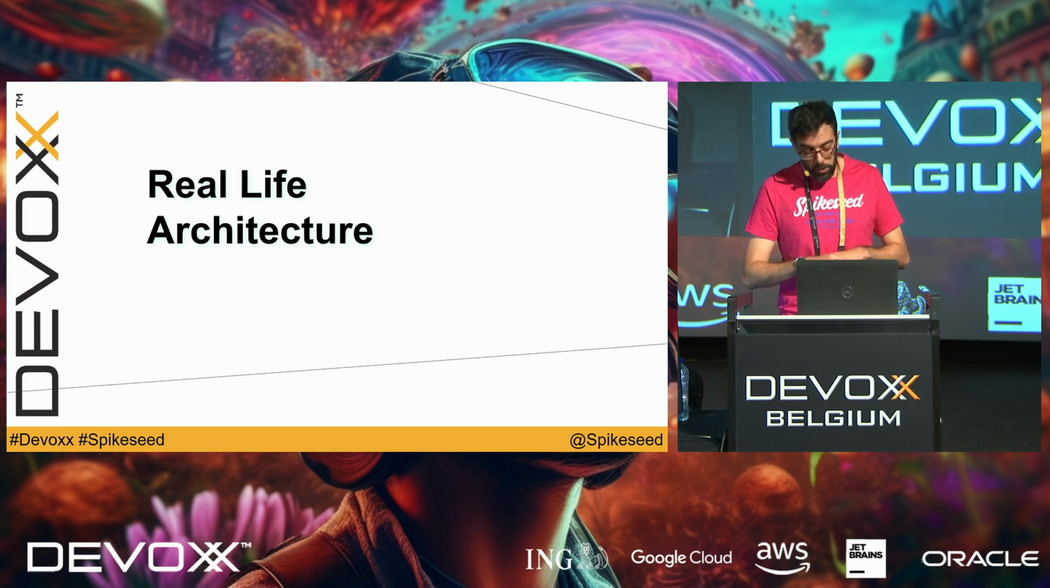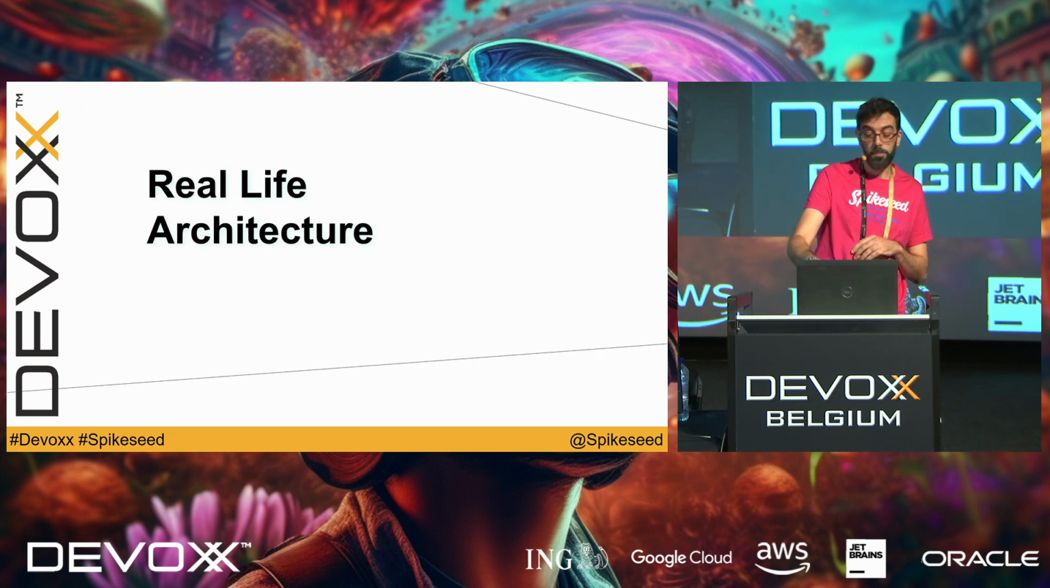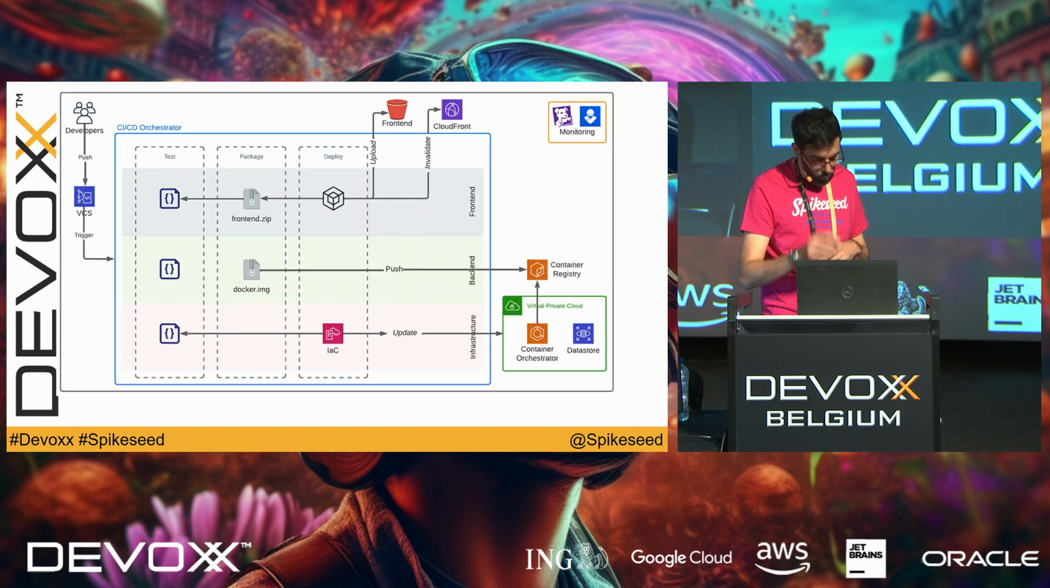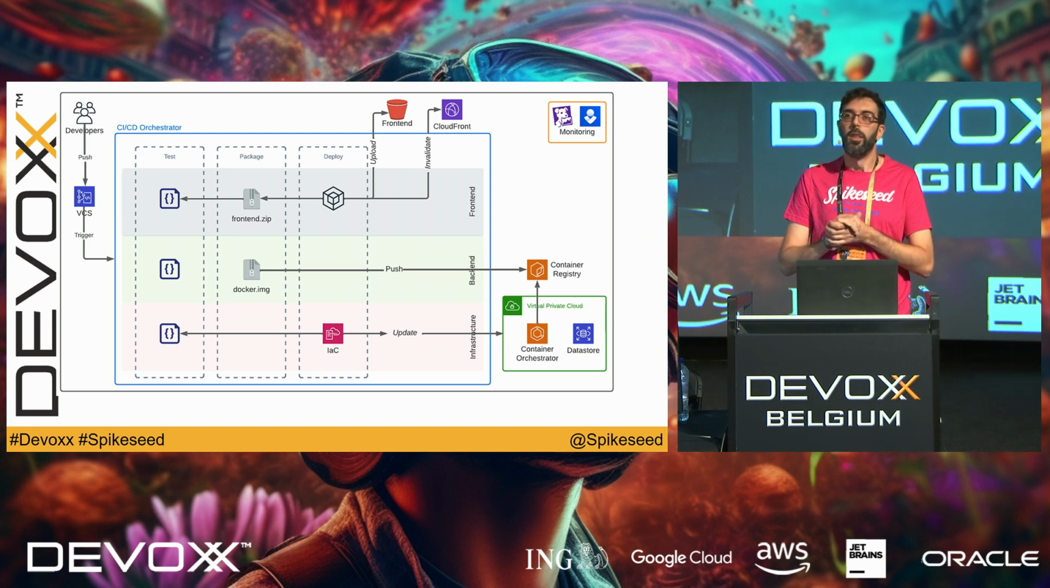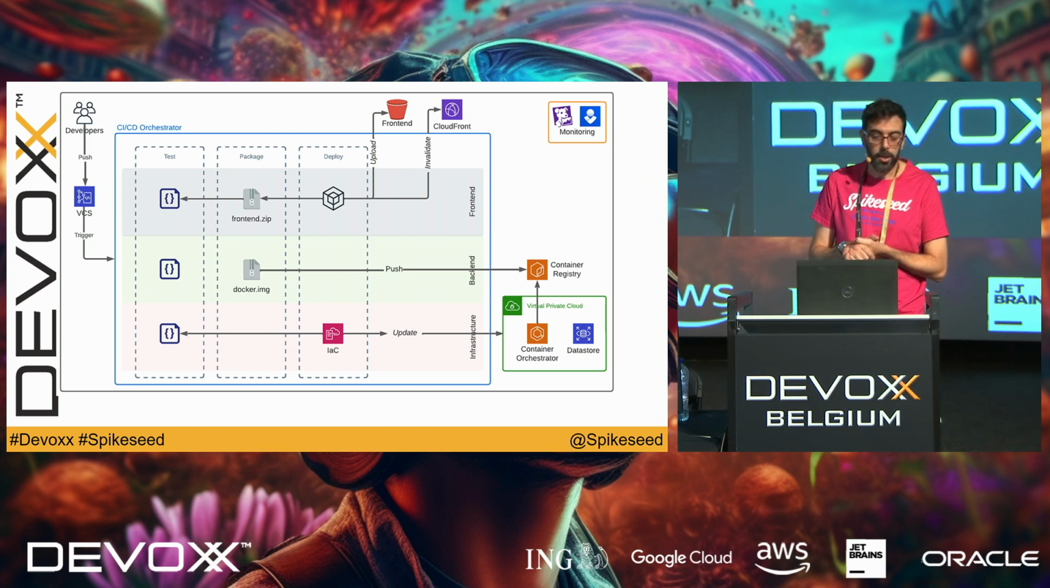So let's have a look at a couple of real-life architectures. Like I said, we are a service integrator. We work with Amazon a lot. We're a premier tier service partner of Amazon. We work with a lot of clients, different sectors, private and public.